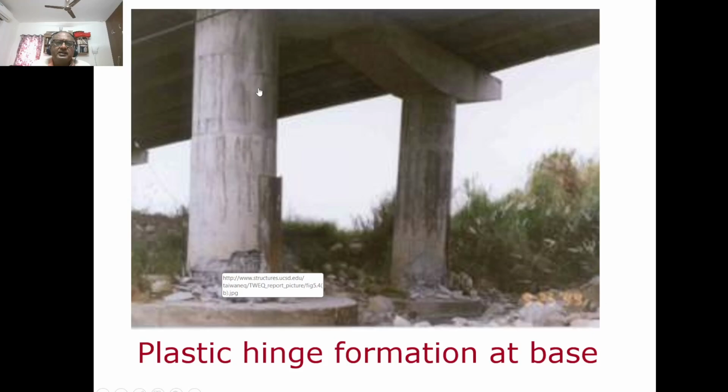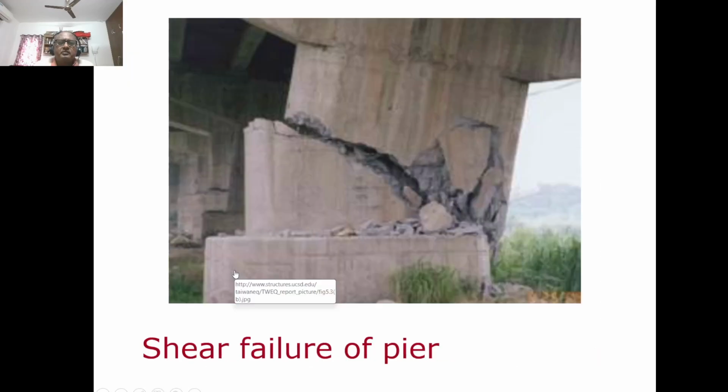Yeah, because there is some kind of frame action started, and then plastic hinge formation. Plastic hinge formation at the bottom happened mainly because of the higher bending that has happened. So that is the way we have to understand this. And this is a shear failure of a pier because of the short column.